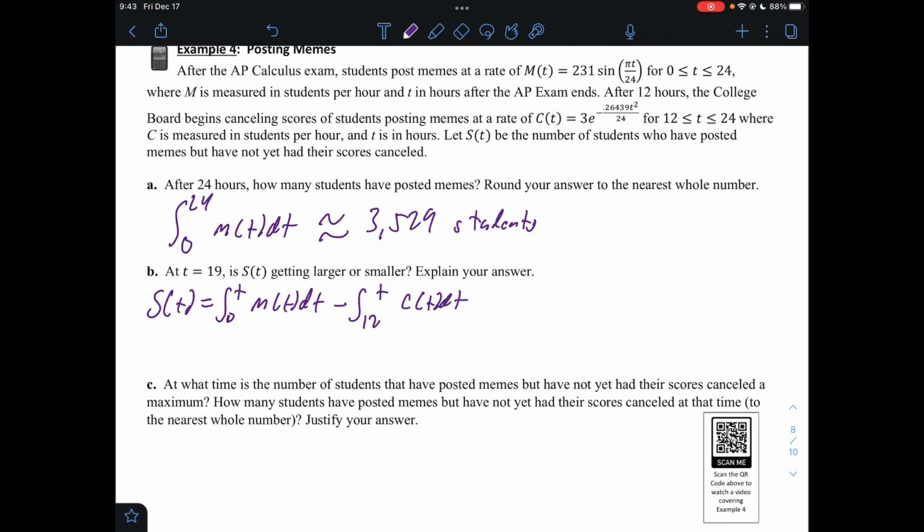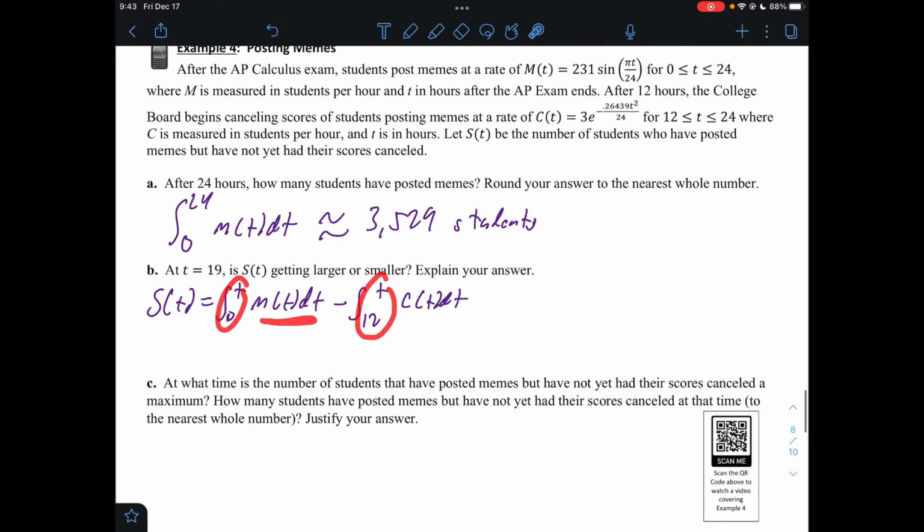And I just realized here I made a little bit of a mistake, but that's good. This is a very, very common mistake. We can't use the same variable in our bounds that we used in our equations, okay? And because this is s of t, we want our bounds to say t. So all we got to do is change these variables to anything you want, preferably not s, m, or c, because we're already using those letters. X is always a good choice for that one, okay? So we want to know, is s of t getting bigger or smaller?